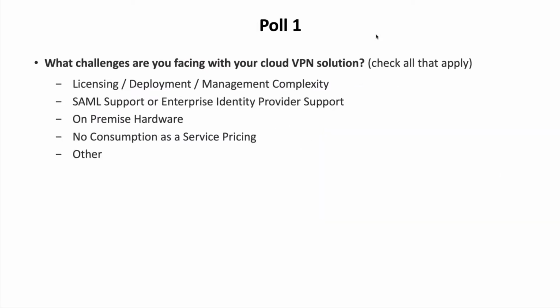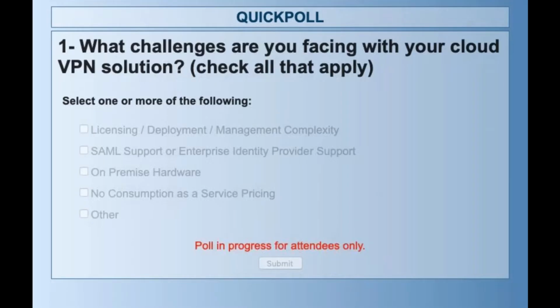So let's start with the first poll here. And we'll ask you, what are the challenges you are facing when you're looking at your cloud VPN solution? So check all of these that apply. Is it the licensing and deployment management complexity? Is it SAML support for enterprise identity providers? Is it that you have on-premise hardware, no consumption as a service pricing model? Or is it something other that you're concerned with here?